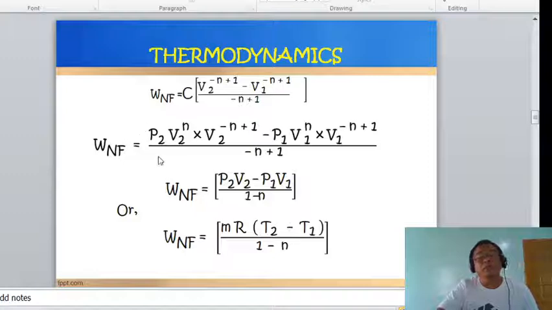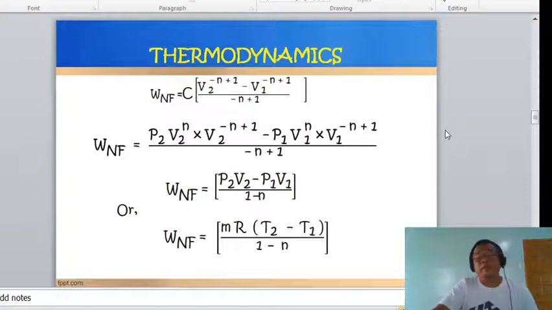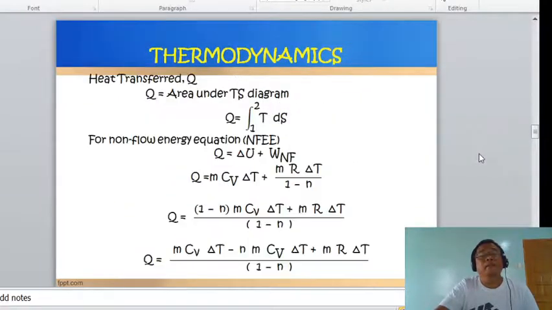Substituting values and then integrating, work non-flow is equal to P2V2 minus P1V1 over 1 minus n. But PV equals mRT, and replacing it, work non-flow equals mR times T sub 2 minus T sub 1 over 1 minus n. This is almost the same as in the previous topic. We only change k with n. For heat transferred in isentropic, it is zero, but this time there is no longer zero value for Q.